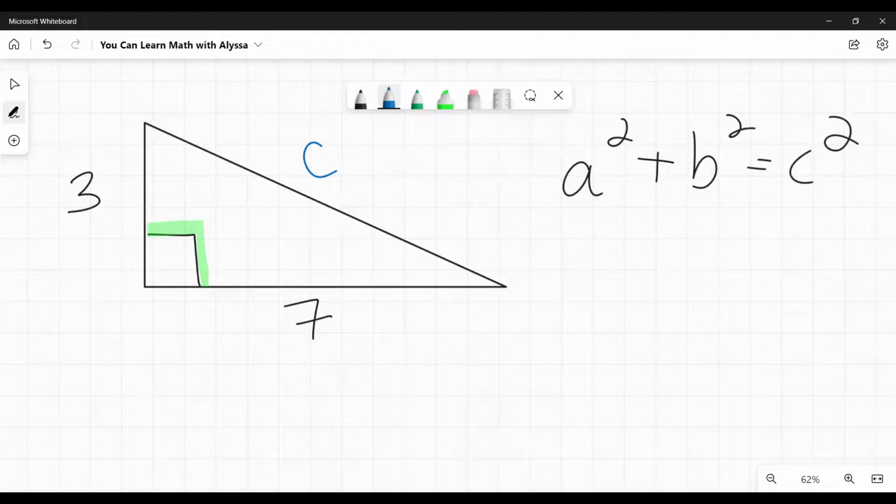So my other two legs are 3 and 7. They are the legs of the right triangle. They are my A and my B. So I'm going to plug them in. I'm going to say that A is 3 and that B is 7.